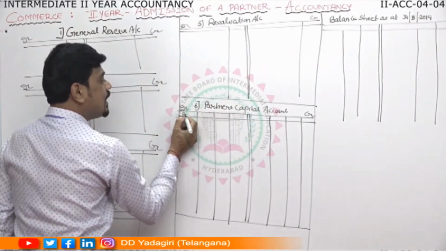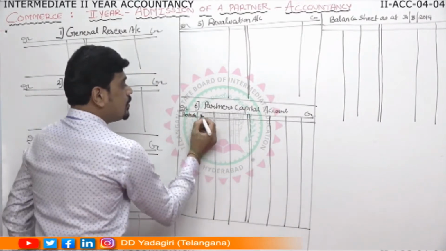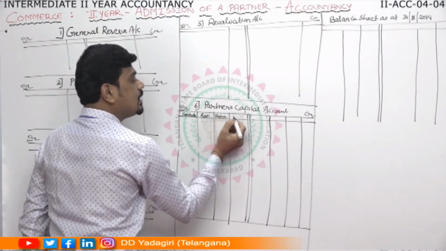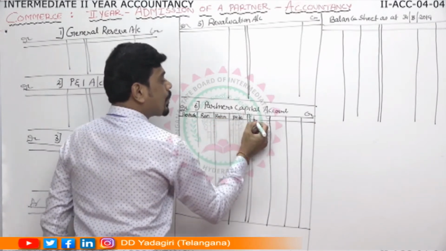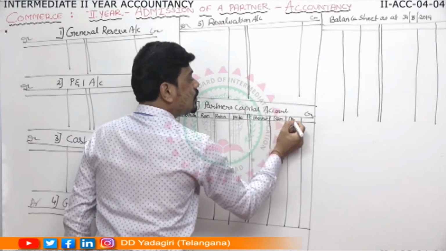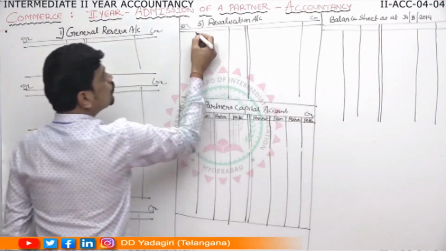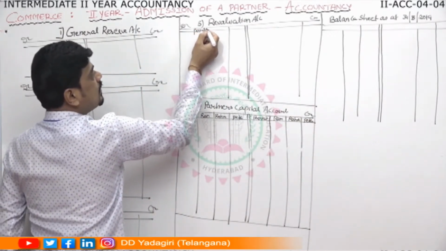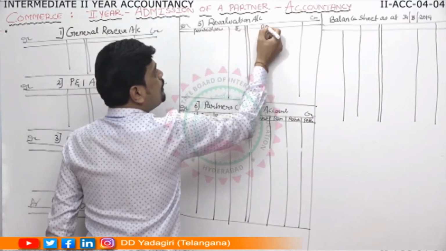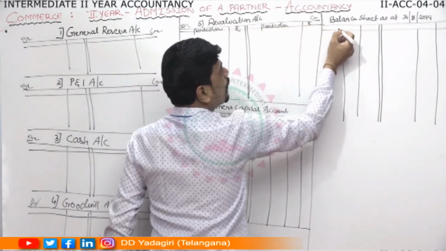Now, everywhere particulars. Who are the partners? Ram, Rahim, and here we have Peter. Again, particulars, Ram, Rahim, and Peter. Students, if you solve the solution in this pattern, I assure that you will be happy that you are getting the accurate solution.